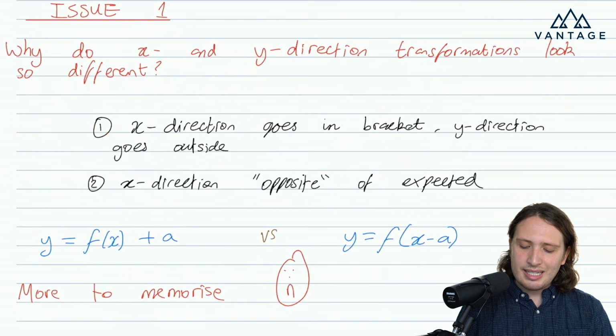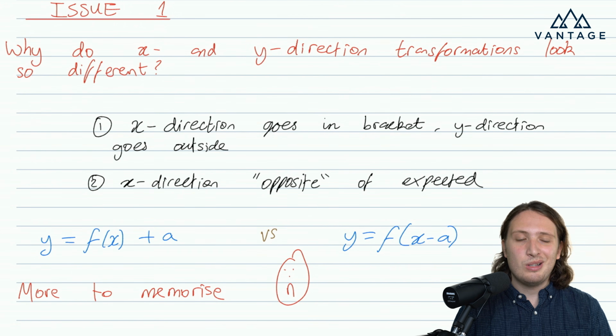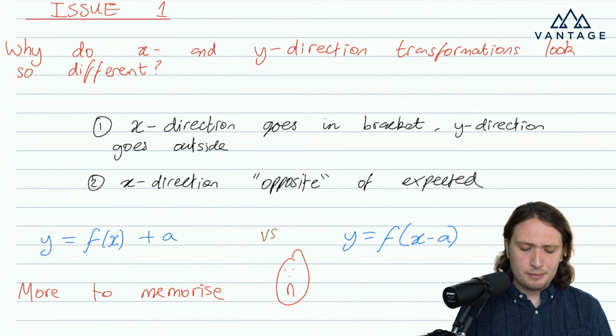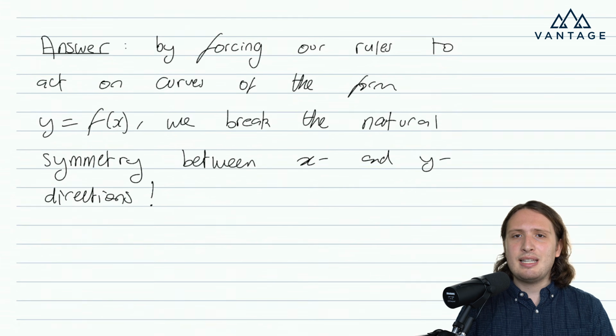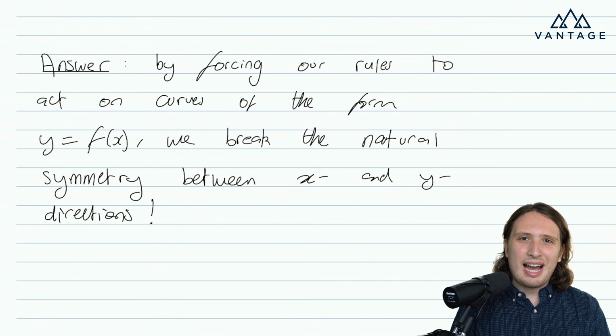So as well as the fact that this is hinting at a sort of mathematical unnaturalness, in practical terms it means there's more to memorise and more to potentially get wrong. Now, in terms of why this has happened, the explanation is very simple. By forcing our rules to act on y equals f of x, we are effectively breaking the natural symmetry between the x and y directions.